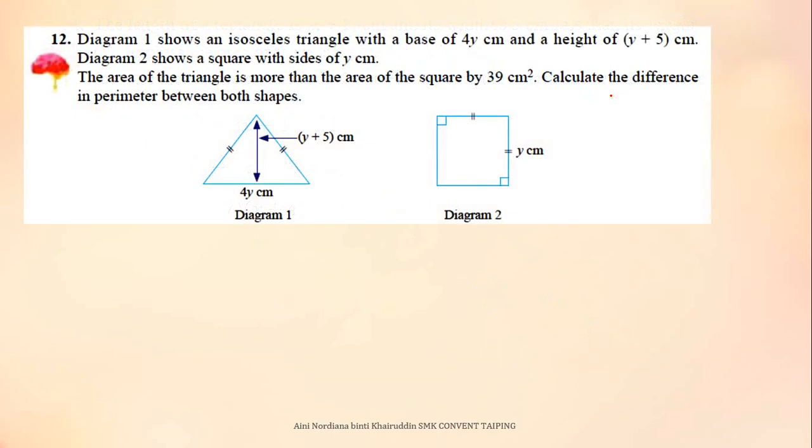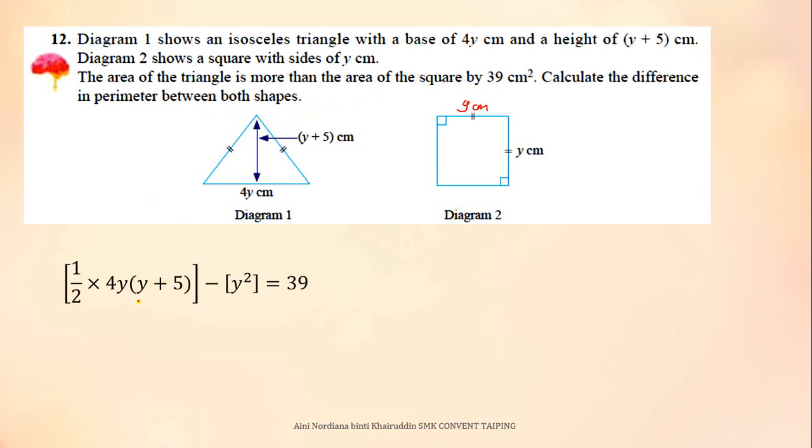Next, question number 12. Diagram 1 shows an isosceles triangle with a base of 5y and a height of y plus 5. Diagram 2 shows a square with side of y cm. So here also y cm. The area of the triangle is more than the area of the square by 39. Calculate the difference in perimeter between both shapes.